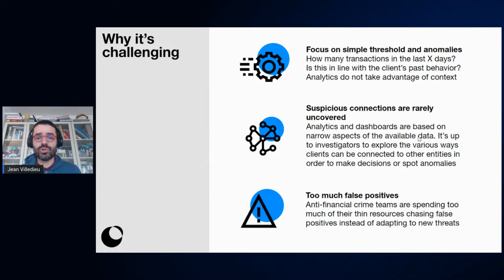And finally, there are just too many false positives. A lot of anti-financial crime teams are spending too much time and too much of their thin resources chasing false positives instead of adapting to new threats. So really, there are a number of challenges that are getting in the way of organizations that want to put context at the center of their anti-fraud approach.